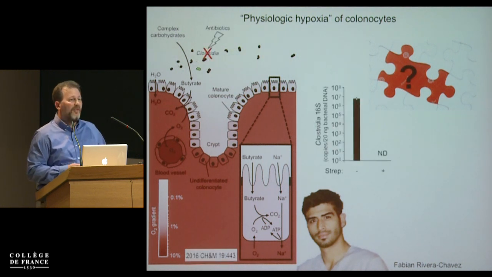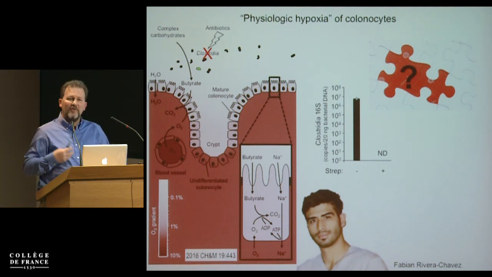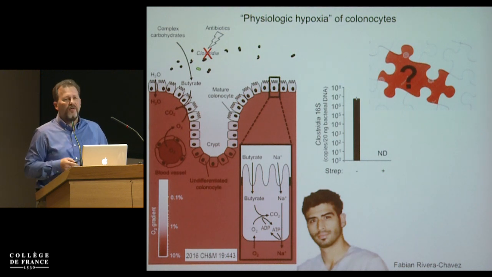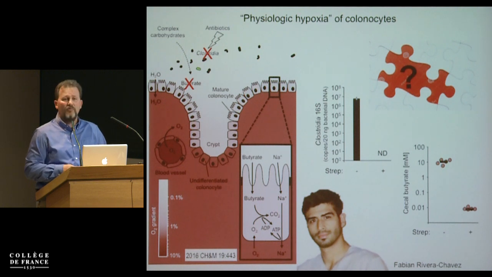So what Fabian found, and what we've also seen before, as in an earlier talk this morning by Karina, is that when you treat mice with streptomycin, Clostridia get depleted dramatically. One day after streptomycin treatment, we see at least a 6-log drop of Clostridia. And I told you Clostridia are the main producers of butyrate. So when you measure butyrate levels, they plummet by about 4 logs. This is what we measure in germ-free mice. So there's no butyrate left.